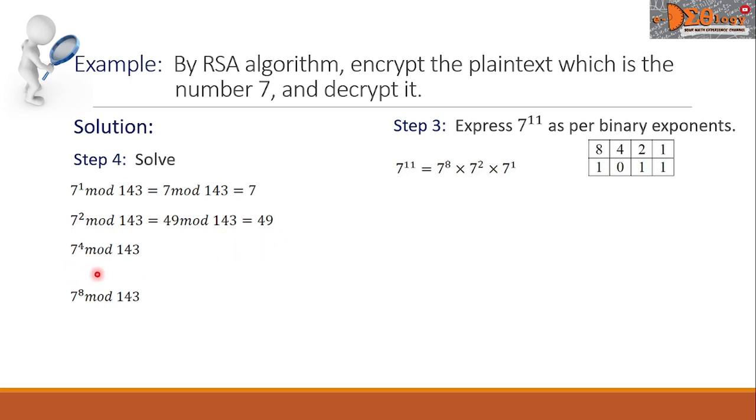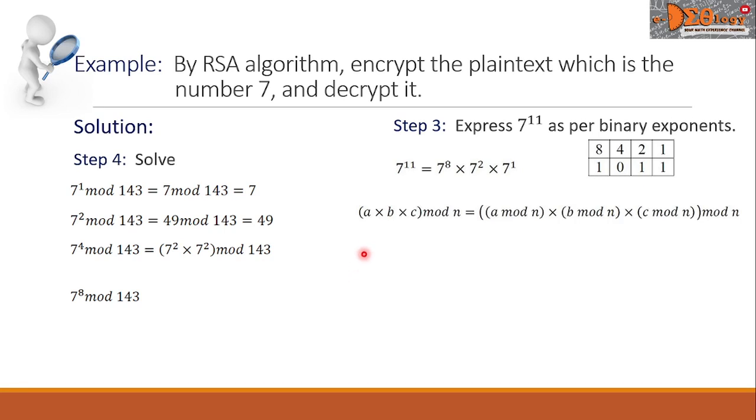Next, 7 raised to 4 mod 143, we can express this into the quantity 7 squared times 7 squared mod 143. Remember that we have an identity like this. So we will apply this into this expression. So this is equal to 49 mod 143 times 49 mod 143, then mod 143. This 49 mod 143, we have the value from the previous step. So we can substitute 49 times 49, then mod 143.